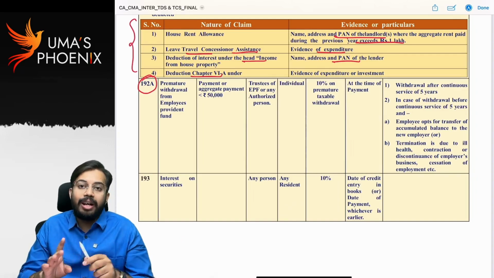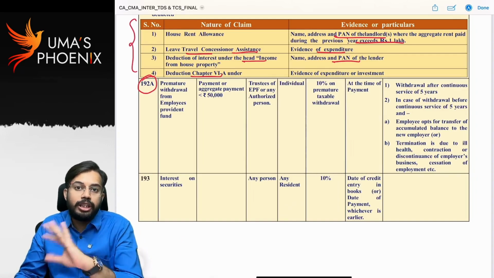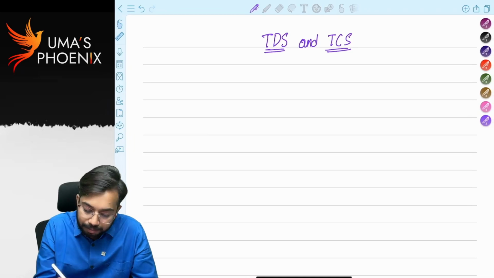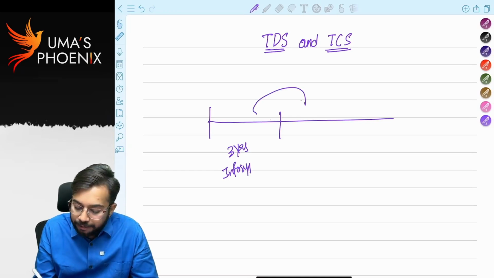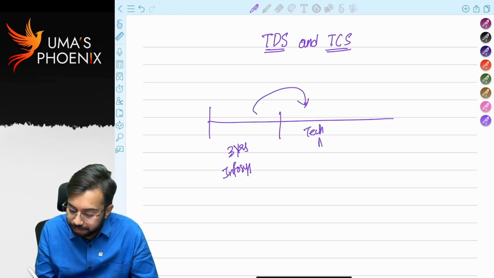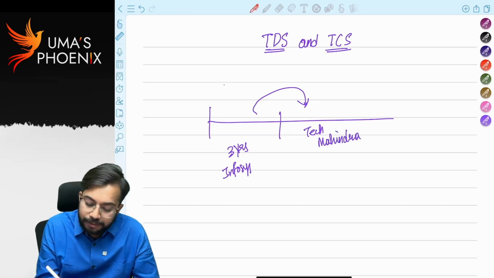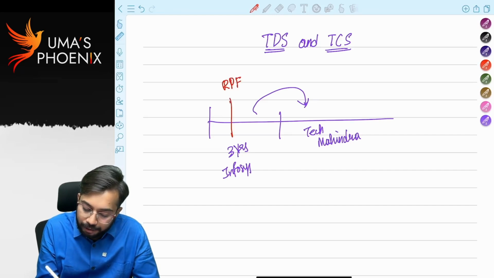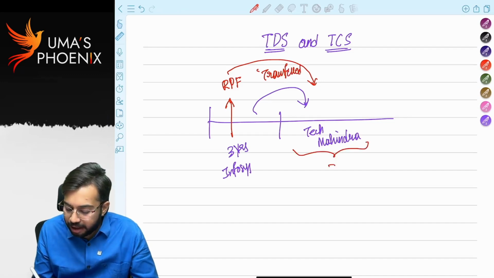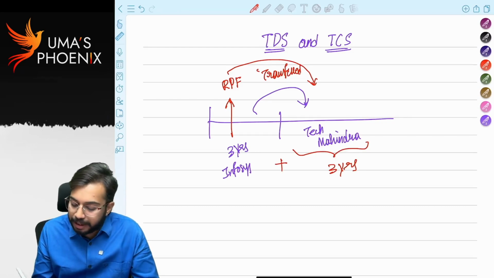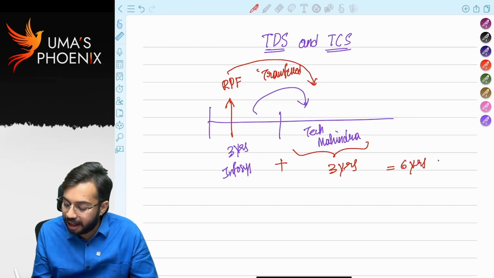And whenever the employee shifts from one organization to another organization, let's say for 3 years the employee worked with Infosys and he shifted to Tech Mahindra. When he shifted to Tech Mahindra, the recognized provident fund account was transferred from Infosys to Tech Mahindra. And in Tech Mahindra, he worked for 3 years. Now 3 years plus 3 years, 6 years. It is greater than 5 years.